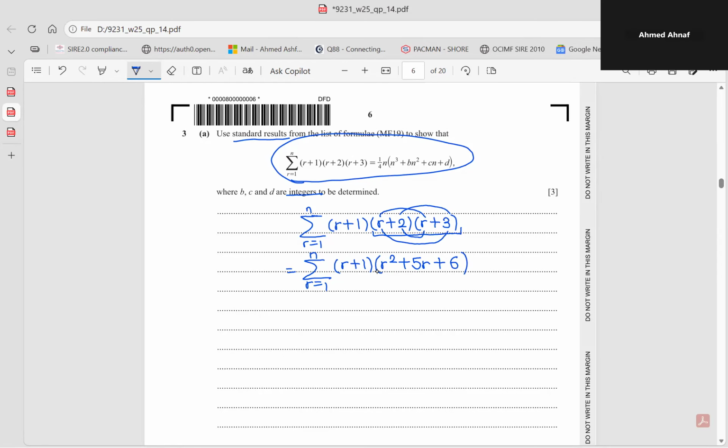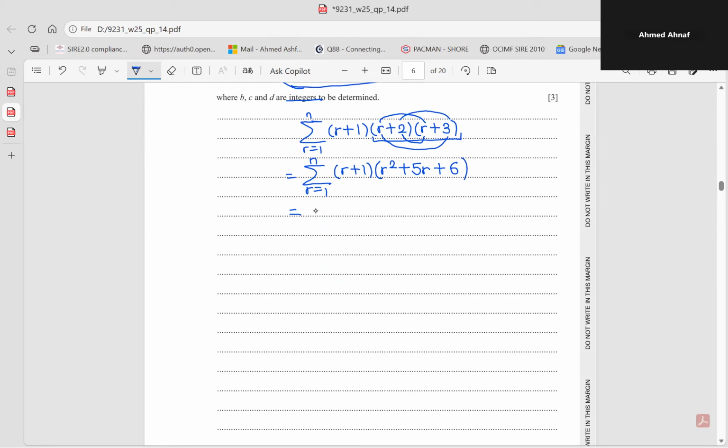Now we'll do the same for this. If you can't expand it that way, you can just expand the normal way, expanding with each of the individual terms. That's also fine. So for cubic terms, we're going to find the cubic term first. We have to multiply r with r squared, so that's r cubed. For the quadratic term, we multiply r with 5r, so that's 5r squared. And for 1, we multiply with r squared, which is just r squared. So 5r squared plus r squared, that's 6r squared.